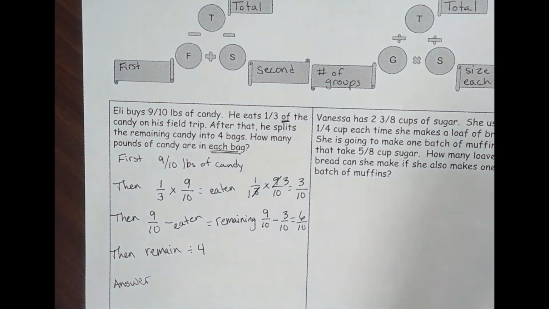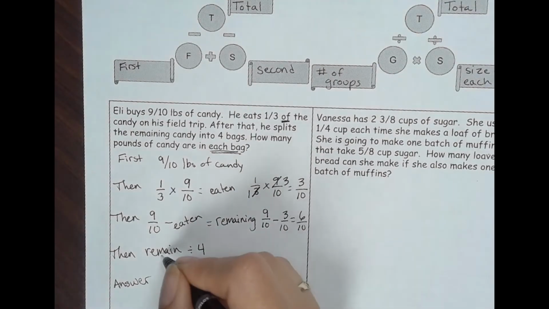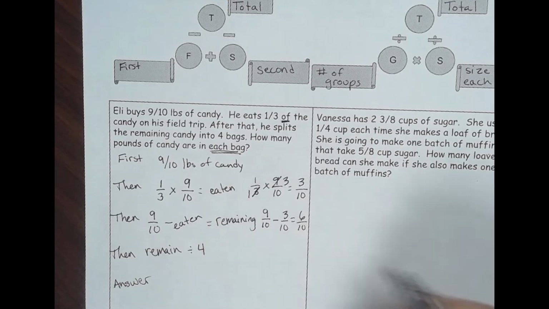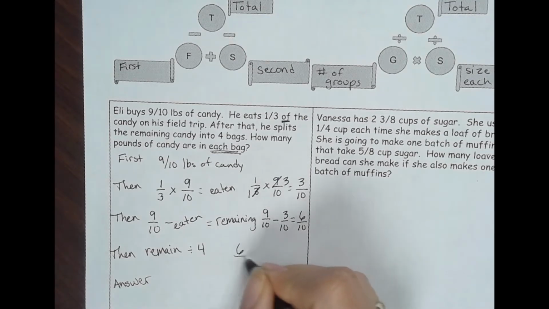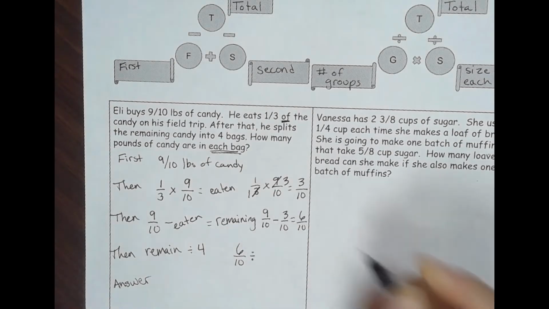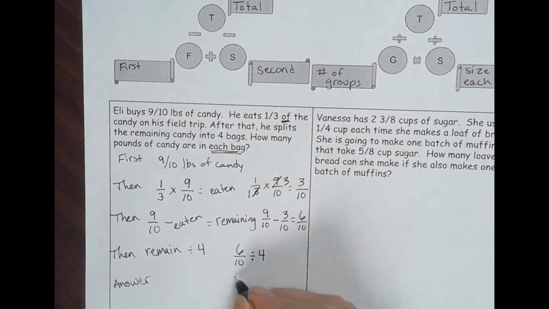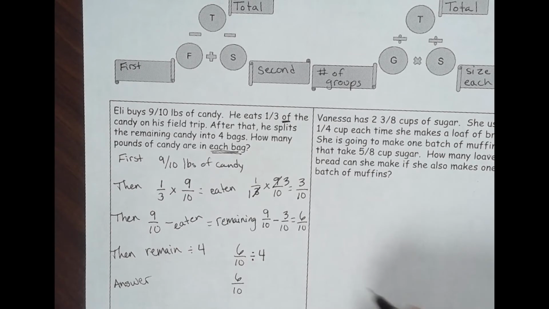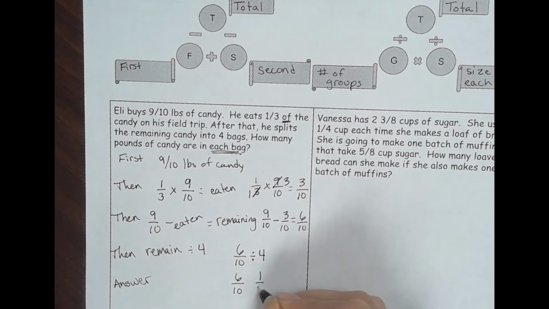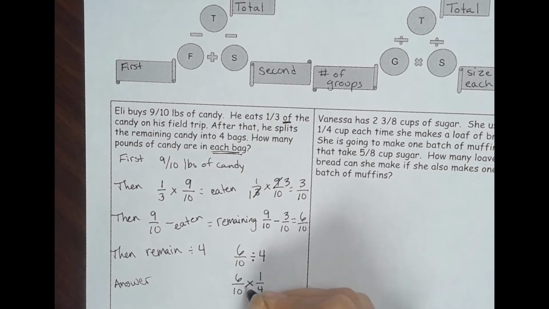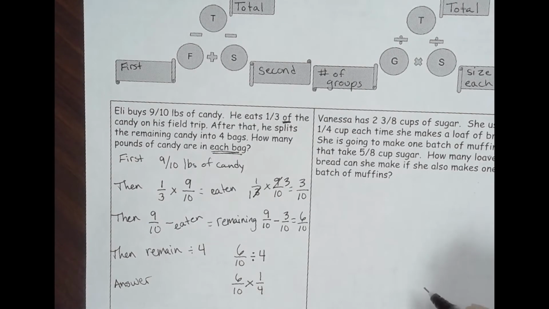Okay, so the remaining candy, now I'm going to divide that by 4. So we have 6/10 pounds of candy. We're going to divide that into 4 groups. Now since I have fractions and I'm dividing, I'm going to keep the first, 6/10, flip the second, 1/4, change the sign, cross cancel if I can.